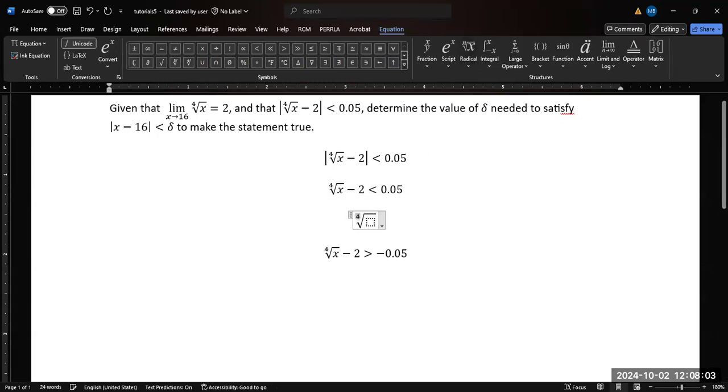So that's going to get me the fourth root of x is less than 2.05. And then to get rid of the power, the root, and to get x by itself, we're going to raise both sides to the fourth power. So x is going to be 2.05 to the fourth, which, we throw this in our calculator, is going to be 17.661000625. This is an exact answer, so I'm going to leave it that way for now. And then we'll round later.